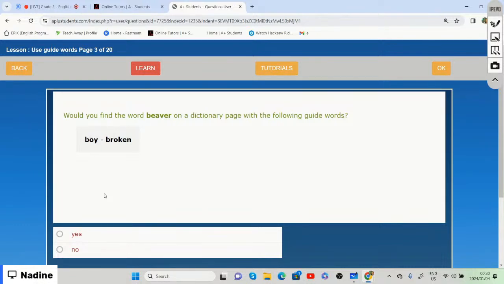Look at the second letter specifically, because remember we said that if the first letter is the same, then we look at the second letter. So the first letters are all the same, starting with a B. Now you need to ask yourself, is E in between O and R, or does it come before O, or does it come after R? Beaver. Does it come on the same page as boy and broken?